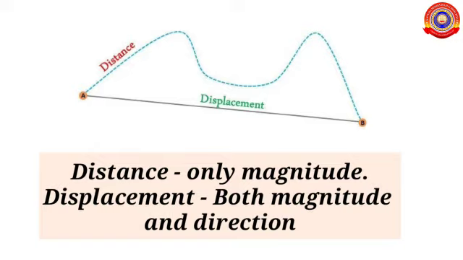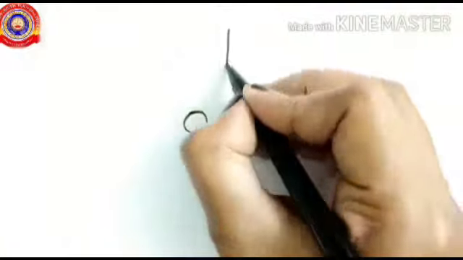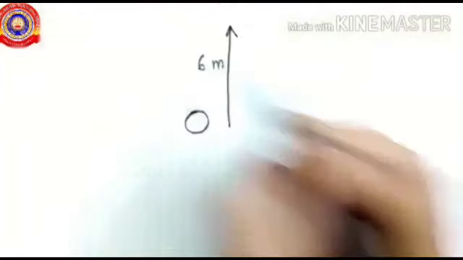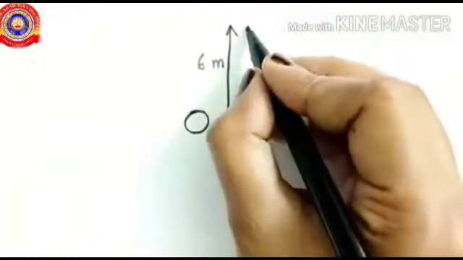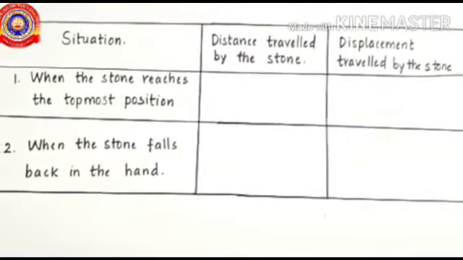Let's look at another example. A stone thrown vertically upwards travels to a height of 6 meter and falls back to the hand. Based on this, let's find out the distance and displacement. Once again, our question is, a stone is thrown vertically upwards like this, and it travels to a height of 6 meter. Then it falls back to the hand. That is, the stone has reached the point where it starts. So let's complete this table.